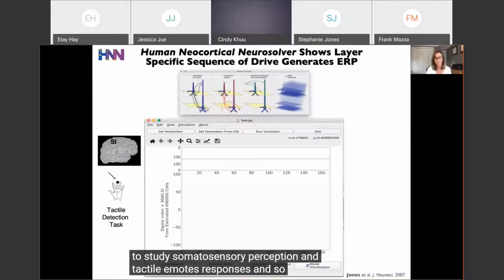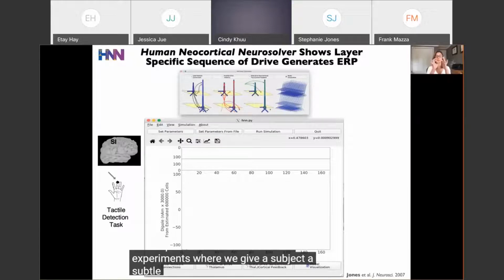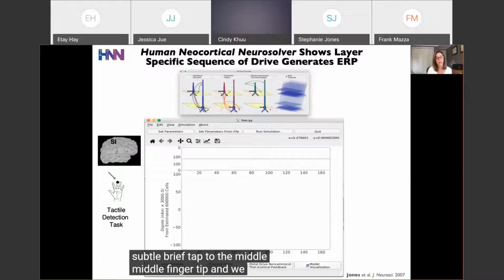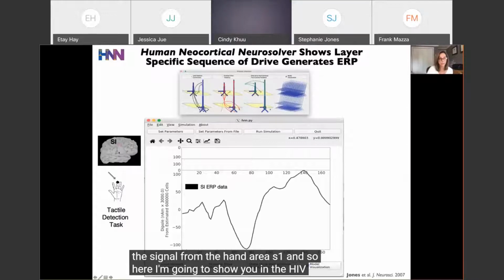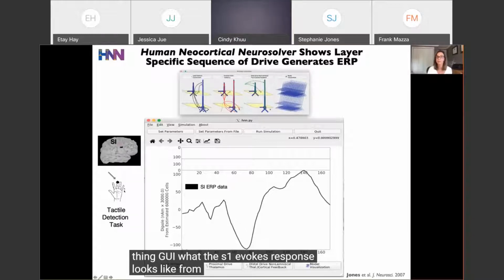And so in my lab, we perform tactile detection experiments where we give a subject a subtle brief tap to the middle fingertip, and we ask them, did you feel it or didn't you feel it? We record the brain activity with either MEG or EEG, and we isolate the contribution to the signal from the hand area of S1. And so here I'm going to show you in the HNN GUI what the S1 evoked response looks like from a tap to the finger.